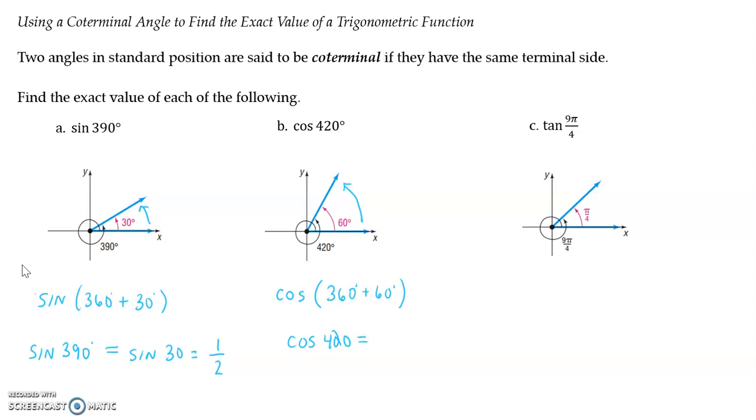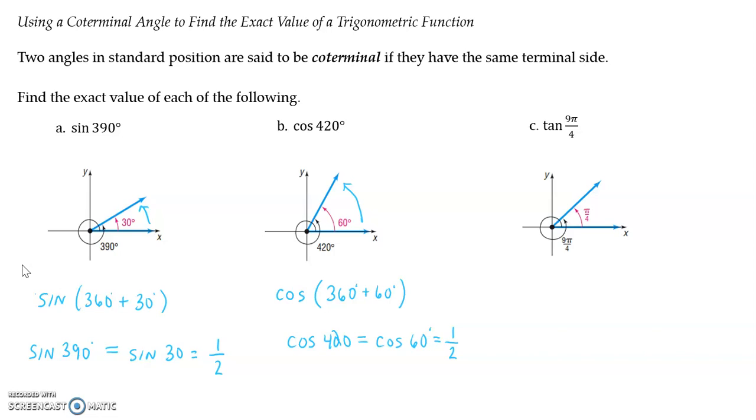So if we want to find the exact value of cosine of 420, this is going to be equal to the same thing as cosine of 60. And we already know what cosine of 60 degrees is. That's going to give us 1/2. Again, you can double check yourself by typing it into your graphing calculator.